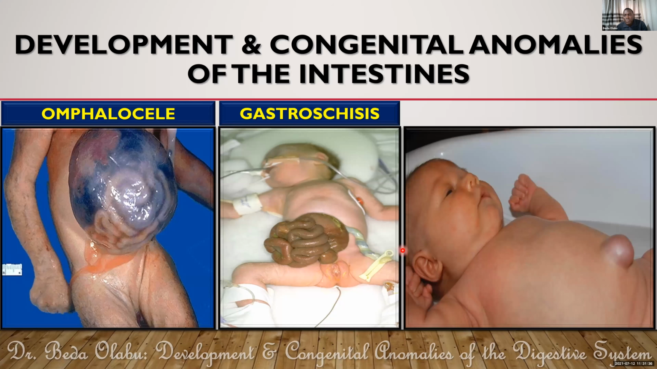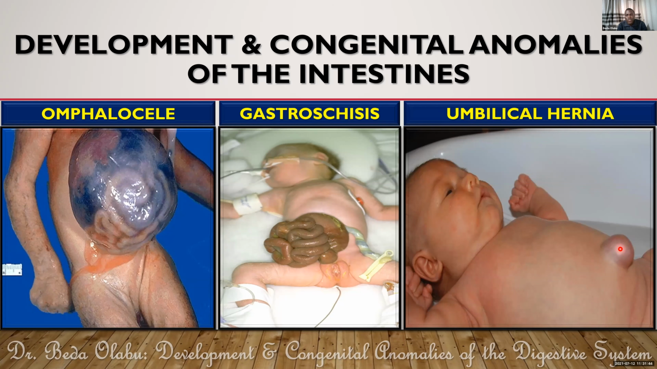This one is a bit common. I won't be surprised if one of you has this one. We call it umbilical hernia. Not quite a problem of the intestines again. It is because we have a defect in the umbilicus, and so abdominal content can pop out through that defect easily. We call that umbilical hernia.